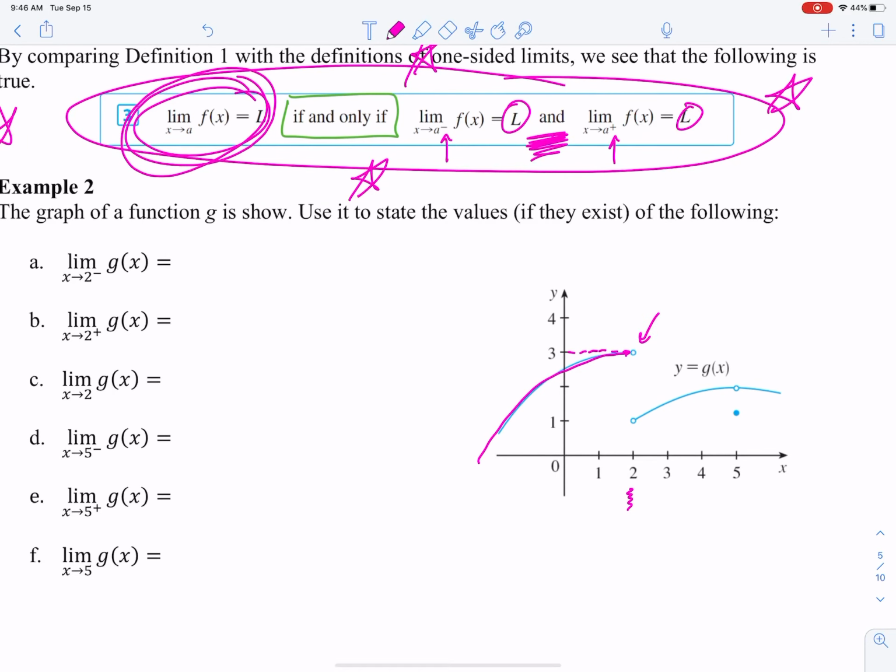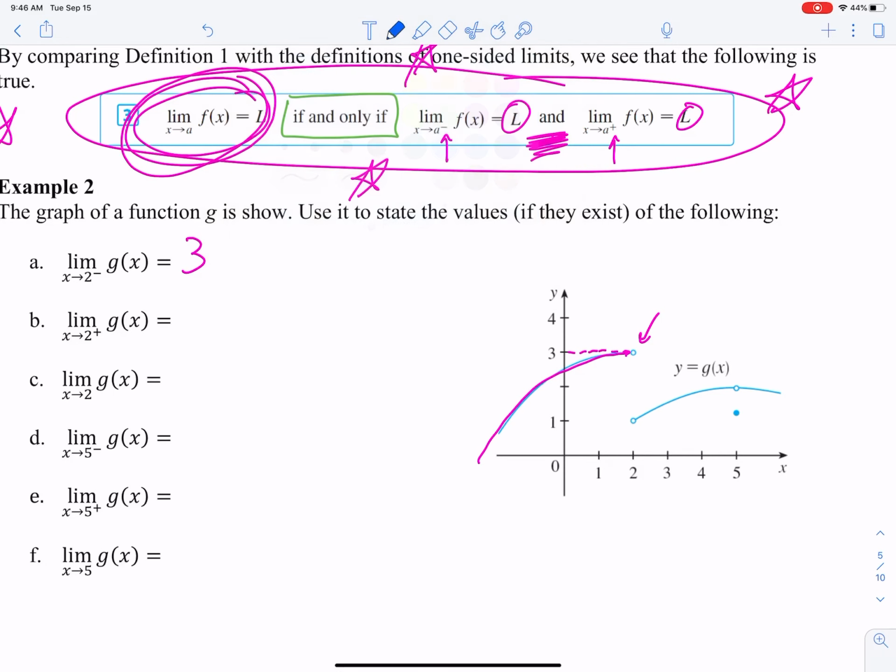Again, we don't care that there's a hole there. We don't care that there are function values here. We're only approaching from the left in this particular part of the problem. So we can see that the limit is 3.